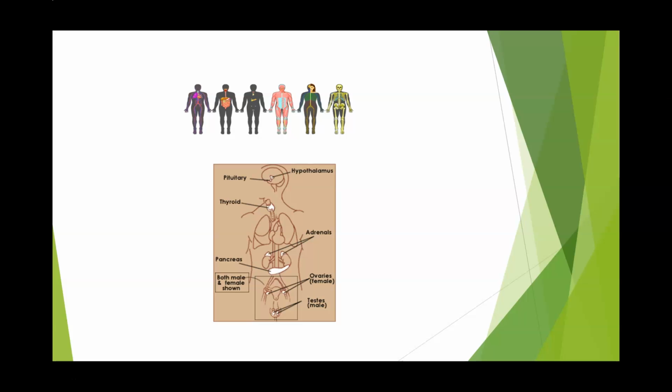We already talked about our urinary system, so you'll notice above the kidneys is the adrenal glands. And where it gets a little bit different is the difference between the male and the female. So the endocrine glands are going to be different depending on your sex.